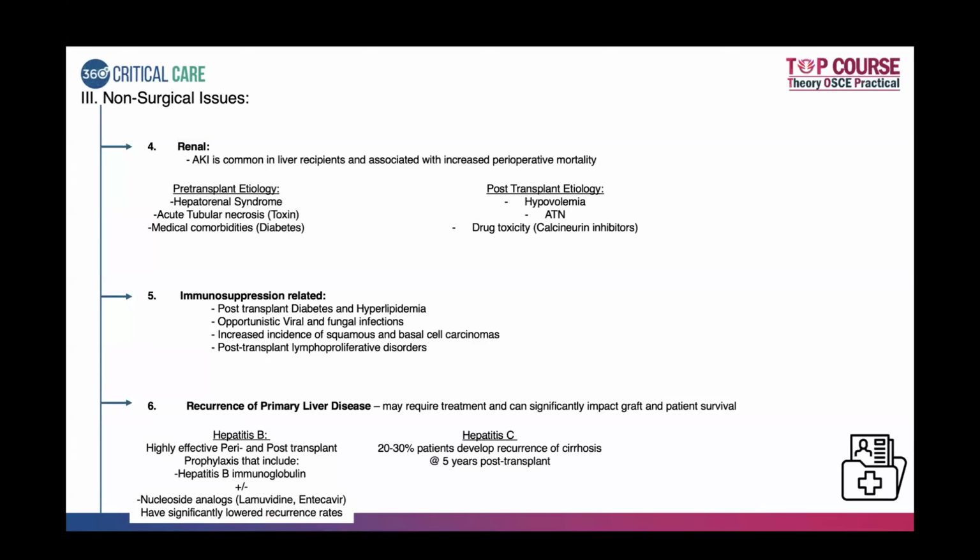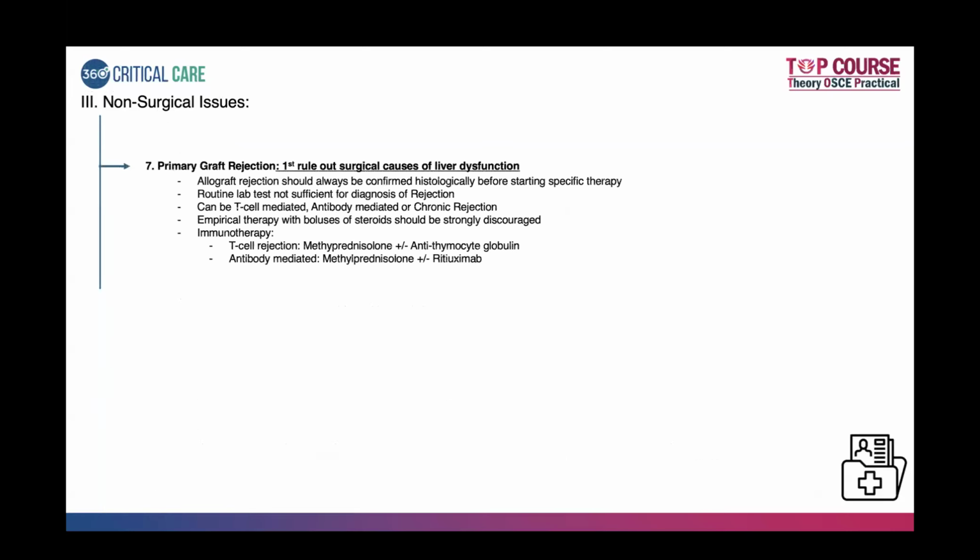For hepatitis C, the problem is even if you do a transplant, at 5 years post-transplant there is a high risk of recurrence, despite antiviral therapy. And for autoimmune liver diseases, like I said, even after tapering your steroids, you need to continue them lifelong because you need to keep the autoimmune status under control. So we looked at the neuro, cardiovascular, pulmonary, renal, immunosuppression related, and the recurrence of primary liver diseases. And the last one is primary graft rejection.